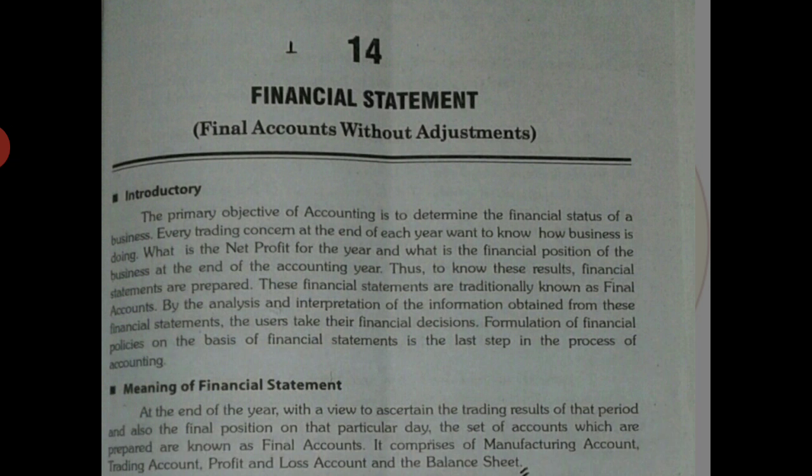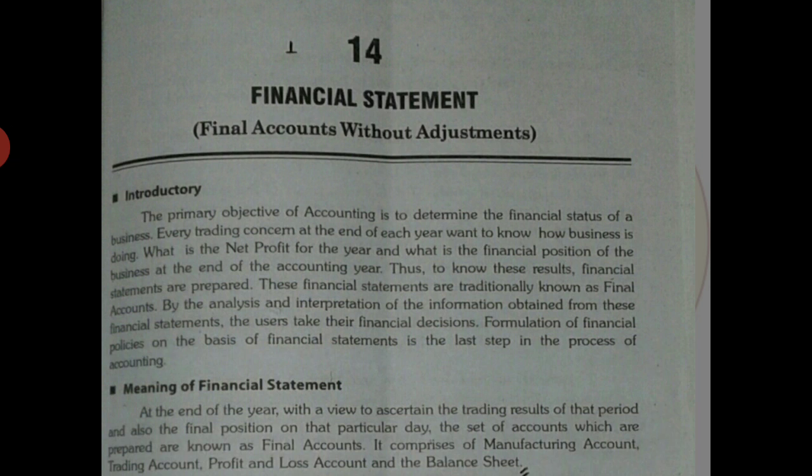After completing all the processes of accounting like journal, ledger, trial balance, rectification of errors, subsidiary books and so on, this is the last work of the accounting process by a business enterprise, where final accounts are made. They are made at the end of the year to ascertain what the trading results of that period are and what the financial position of the business is.